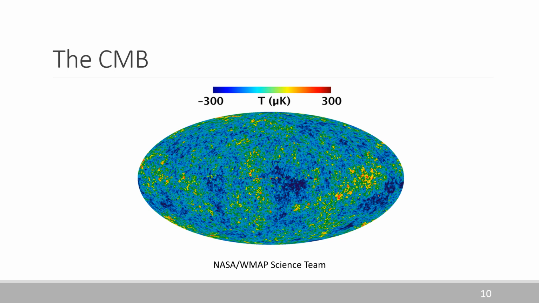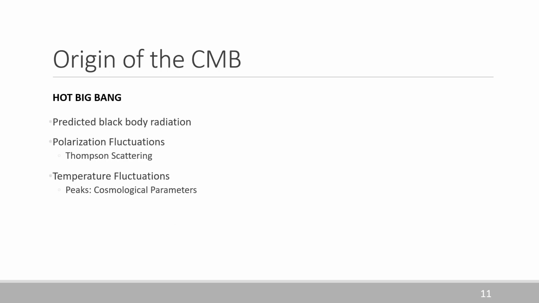Now, of course, since we've discovered the CMB, there have also been theories explaining the origin of the CMB. One you might have heard of already is the hot Big Bang theory, one of the first theories to be put forward to explain the CMB, because the hot Big Bang theory already predicted that there would be black body radiation. And in this theory, it explains the polarization fluctuations due to Thomson scattering of a local quadrupole radiation pattern by free electrons during the last scattering epoch. And the temperature fluctuations in this theory, the peaks correspond to cosmological parameters such as the curvature of the universe or dark matter density.